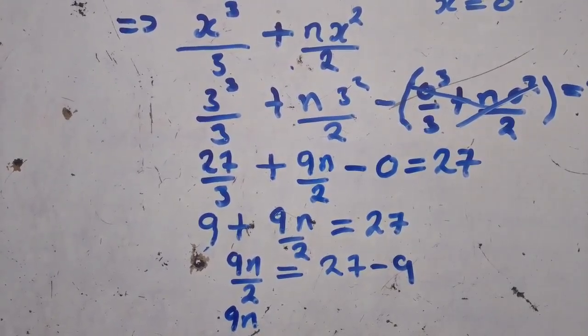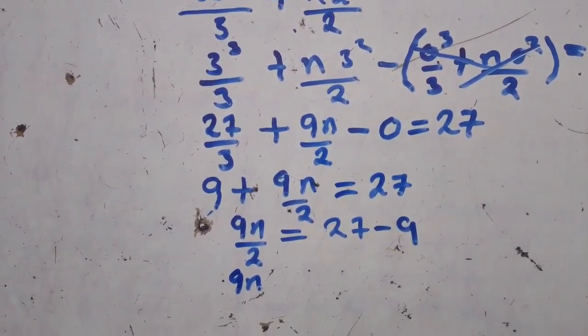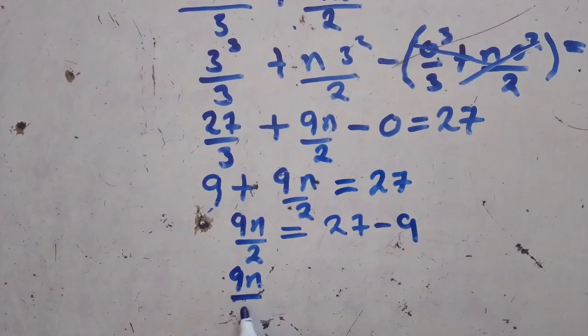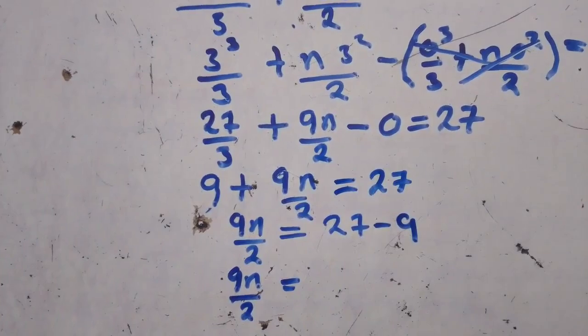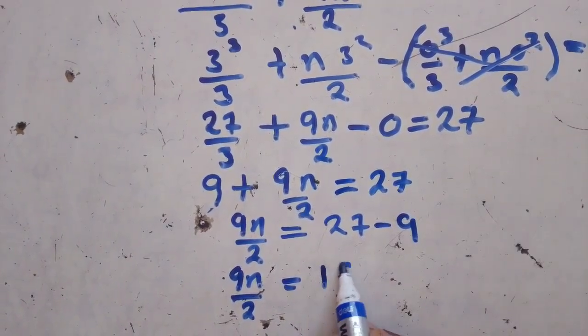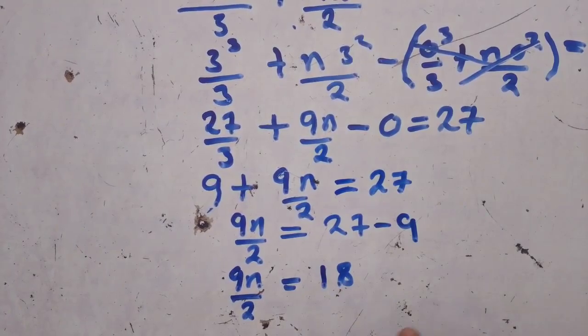So we maintain our 9n over 2. 9n over 2 is equal to 27 minus 9. This will give you 18. Then we just cross multiply. Because 18 in a fraction way can be written as 18 over 1, so we can cross multiply.